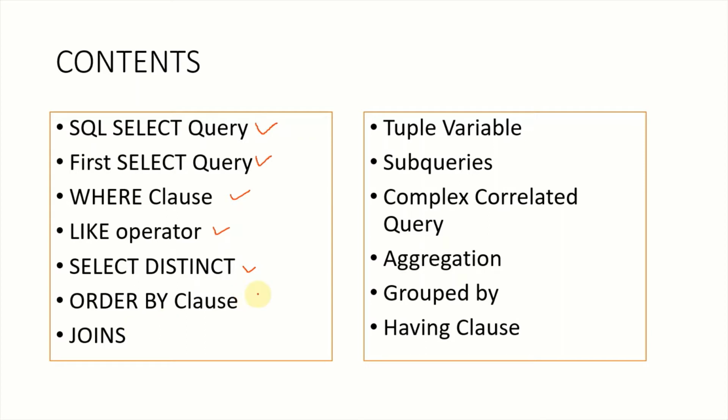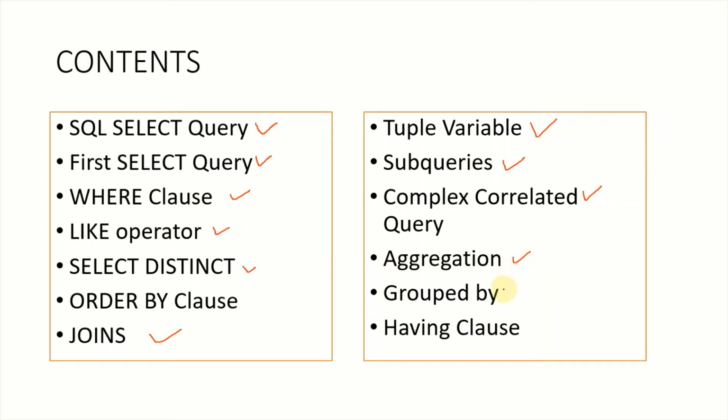Then we will study about joins. The main purpose of join is to know how we can get data from multiple tables using select query, and we will also study about tuple variables. We can use separate variables for tables too. Then sub queries, query inside query, then complex correlated queries will also be studied. Aggregation, in aggregation we have average, maximum, minimum.